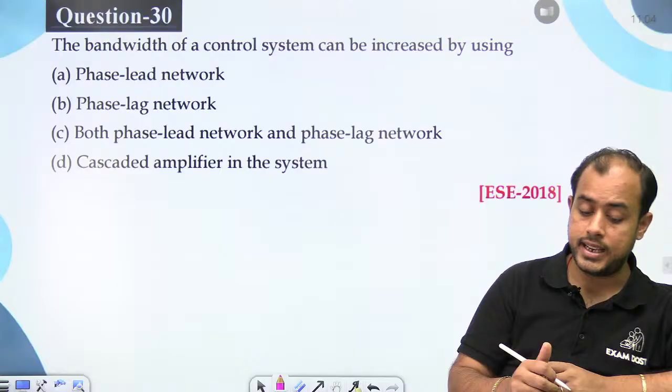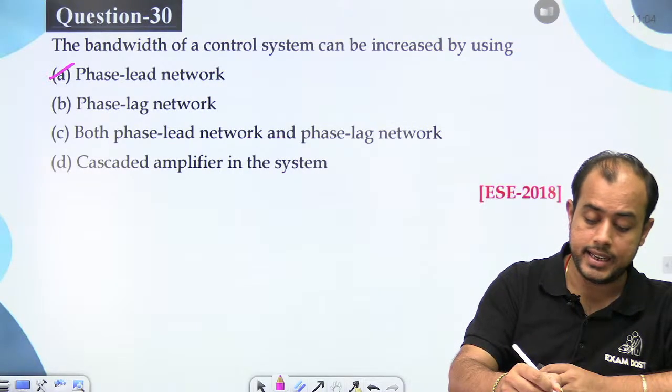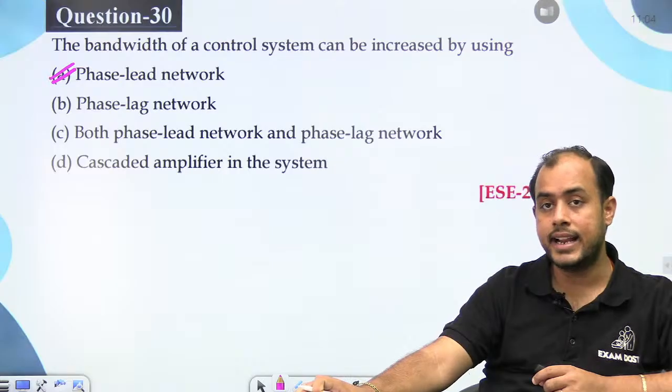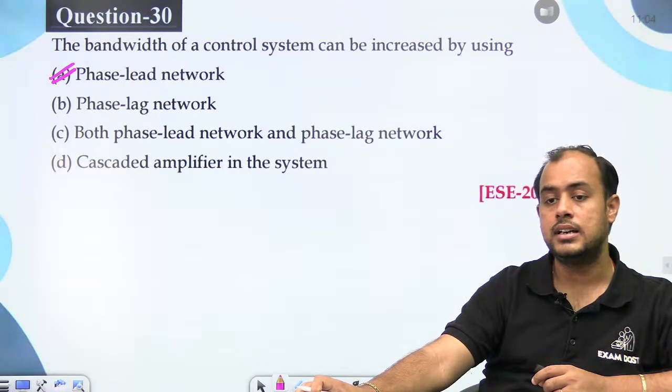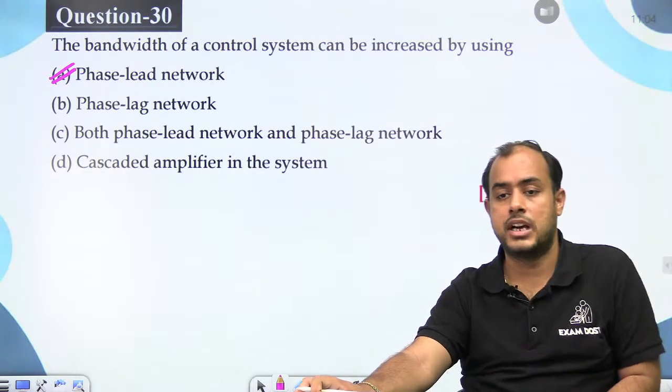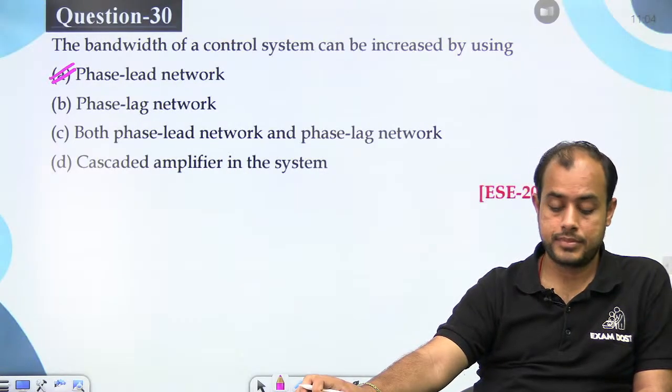ESE 2018, bandwidth can be increased by lead network. Lead network increases the bandwidth. It acts as a high pass filter. Lag network decreases the bandwidth. It acts as a low pass type of filter. Low pass filter. Okay.